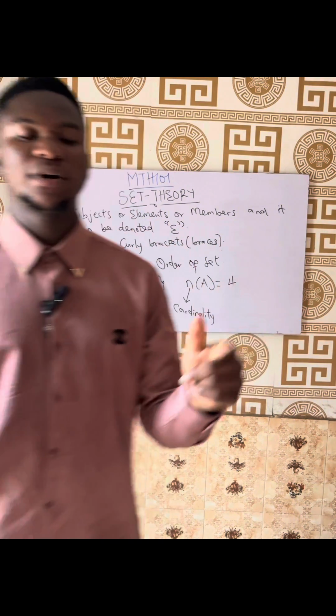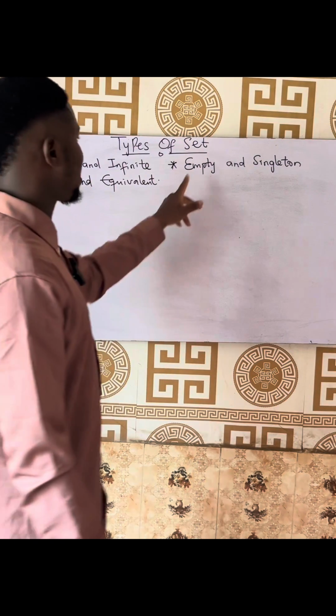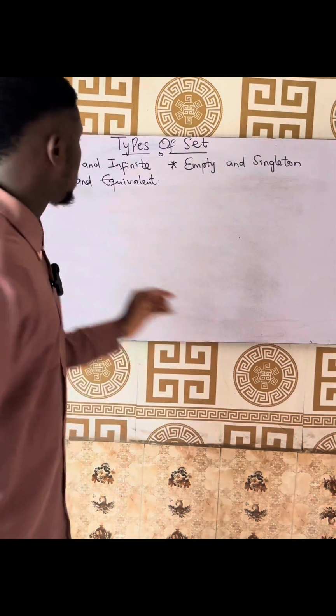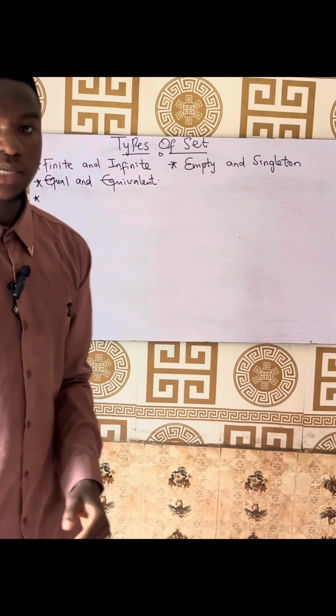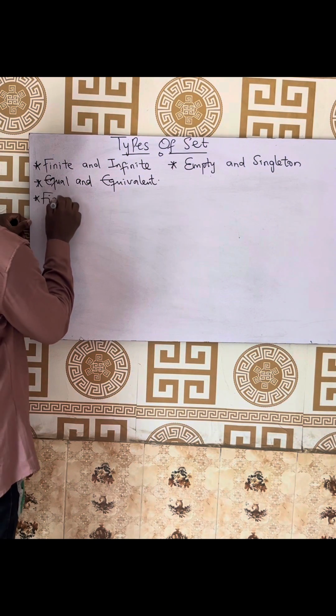Then let's move on to types of sets. Let's talk about types of sets. We have the finite and infinite sets. We have the empty and singleton sets. We have the equal and equivalent sets. Let's start with the first one, finite and infinite.